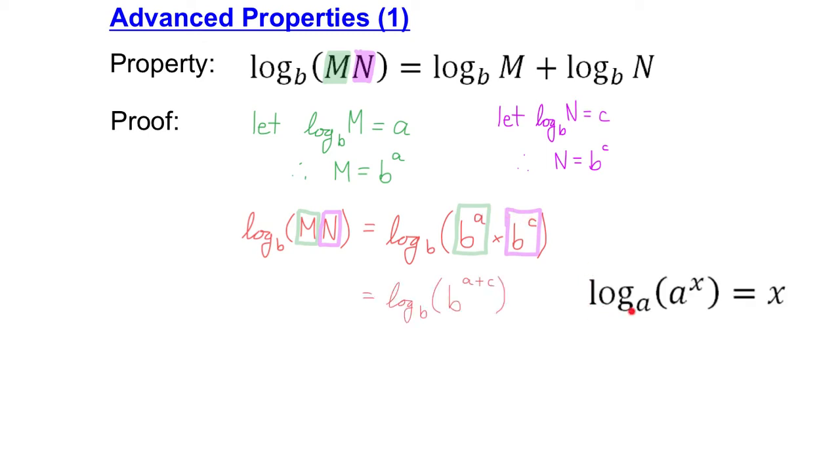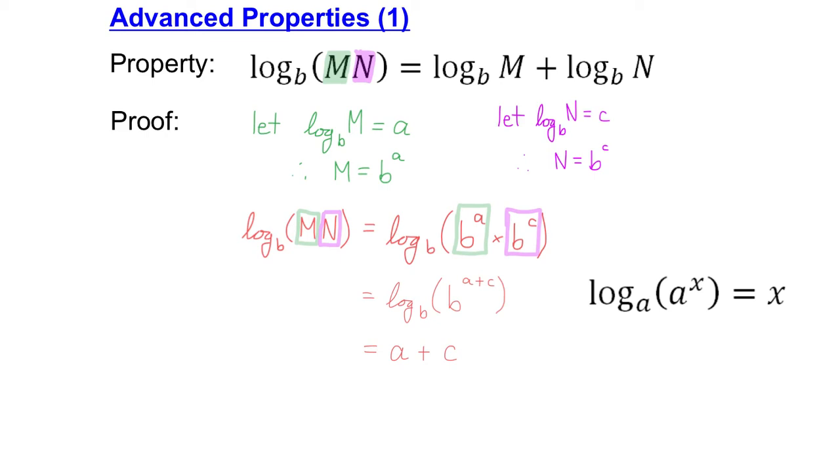Now I'm just going to remind you of one of the previous properties that we looked at in the previous slide. Log base a of a to the x equals x. So what this rule said was, if you have the base of a in the logarithm and the base of a in the power here in the argument, then the whole thing simplifies to whatever the exponent is. So that means this whole thing, because it has a base of b here, will simplify to just the exponent. So this is equal to a plus c.